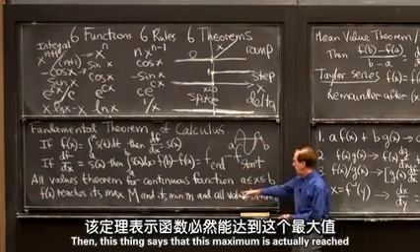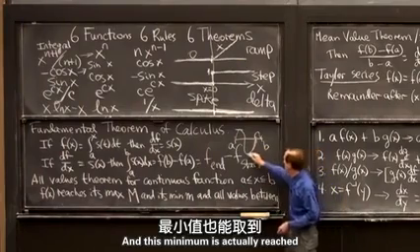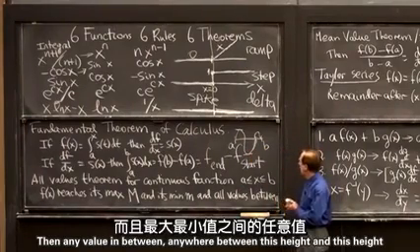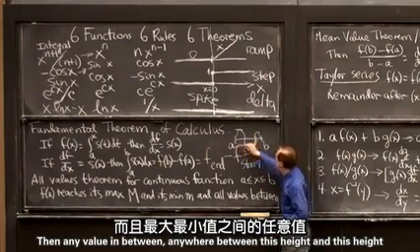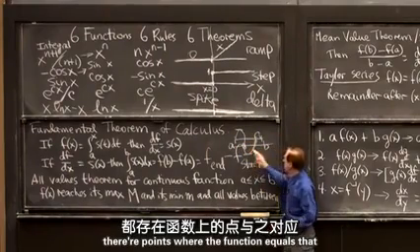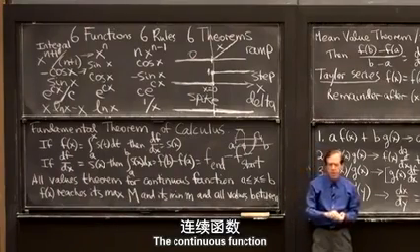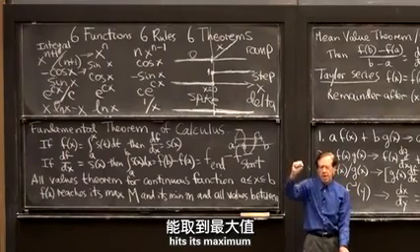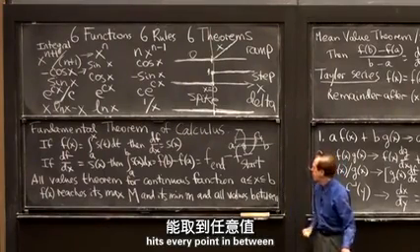Then this thing says that this maximum is actually reached, and this minimum is actually reached. And any value in between, anywhere between this height and this height, there are points where the function equals that. The continuous function hits its maximum, hits its minimum, hits every point in between.